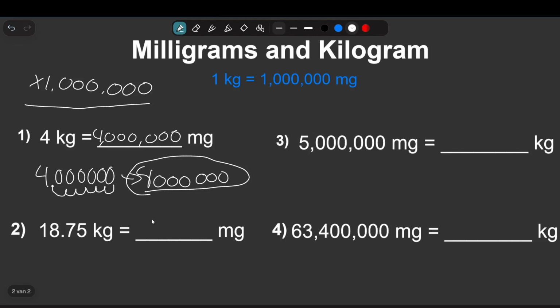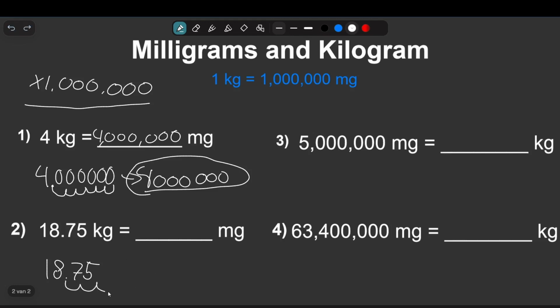So this was example 1. Let's go to example number 2. For number 2, we have 18.75 kilograms equals how many milligrams? Again, we know that 1 kilogram equals a million milligrams, so we're gonna multiply by a million again. We're gonna do 18.75 times a million. Again, let's do this by moving the decimal. In this case, we already have a decimal, so this will be a bit easier. We're going to move the decimal to the right 6 times. 1, 2, 3, 4, 5, and 6.